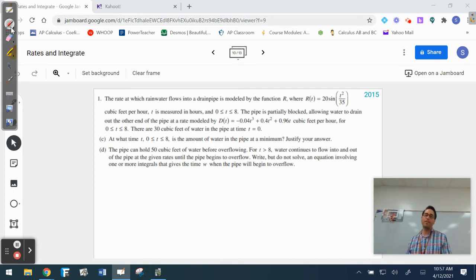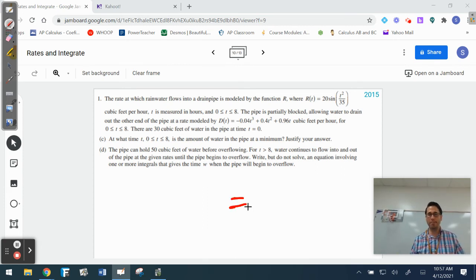For T greater than 8, water continues to flow into and out of the pipe at the given rates until the pipe begins to overflow. Right. But do not solve an equation involving one or more integrals that gives the time W when the pipe will begin to overflow. Whoa, what the heck is going on? How do I do this?